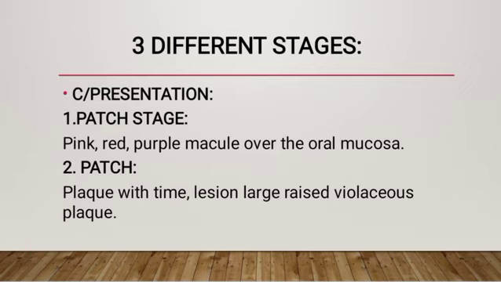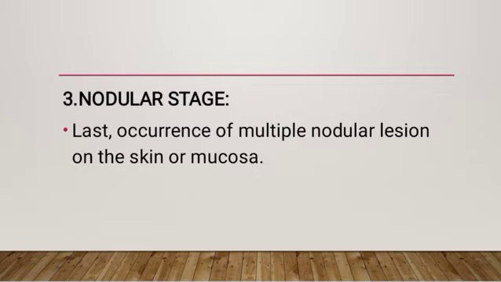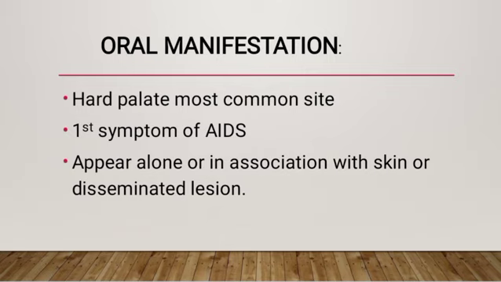Moving towards the nodular stage. In the nodular stage, what happens? There are multiple nodular lesions on the skin or oral mucosa. Oral manifestation is basically the hard palate, the most common site. It can be the first symptom of AIDS, appearing alone or in association with skin or disseminated lesions.